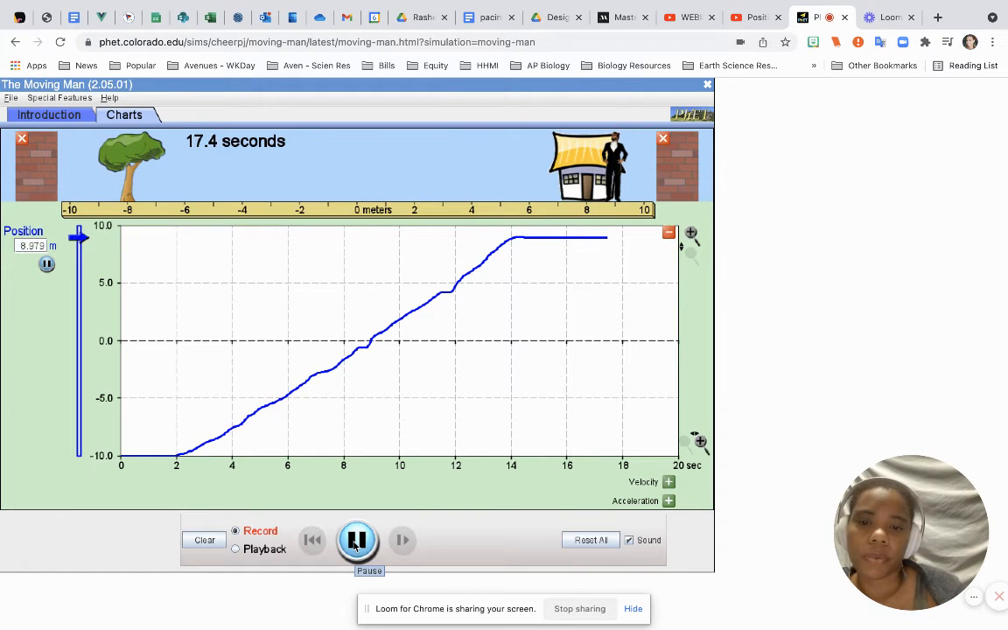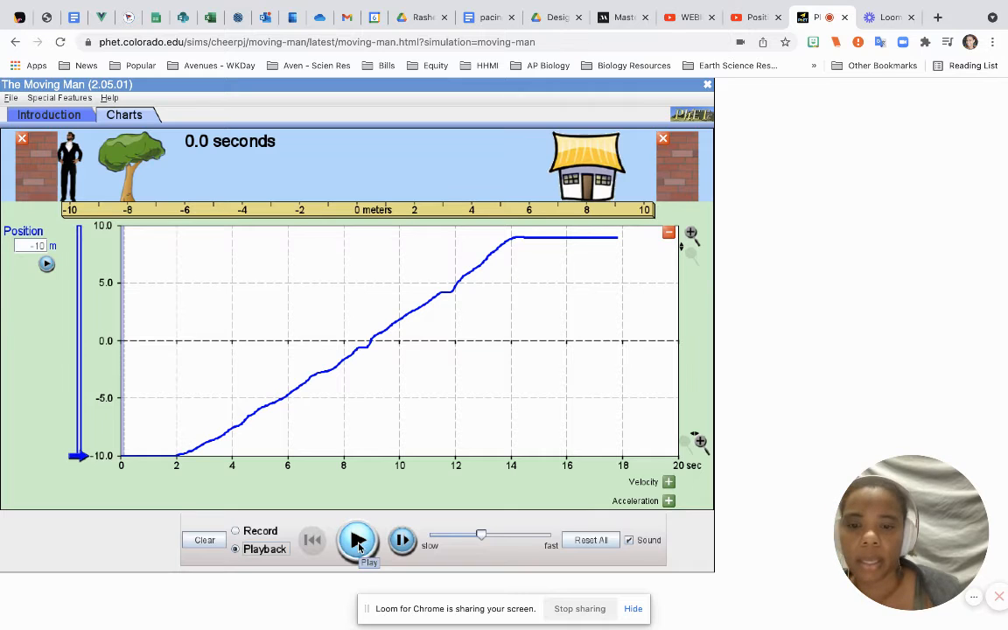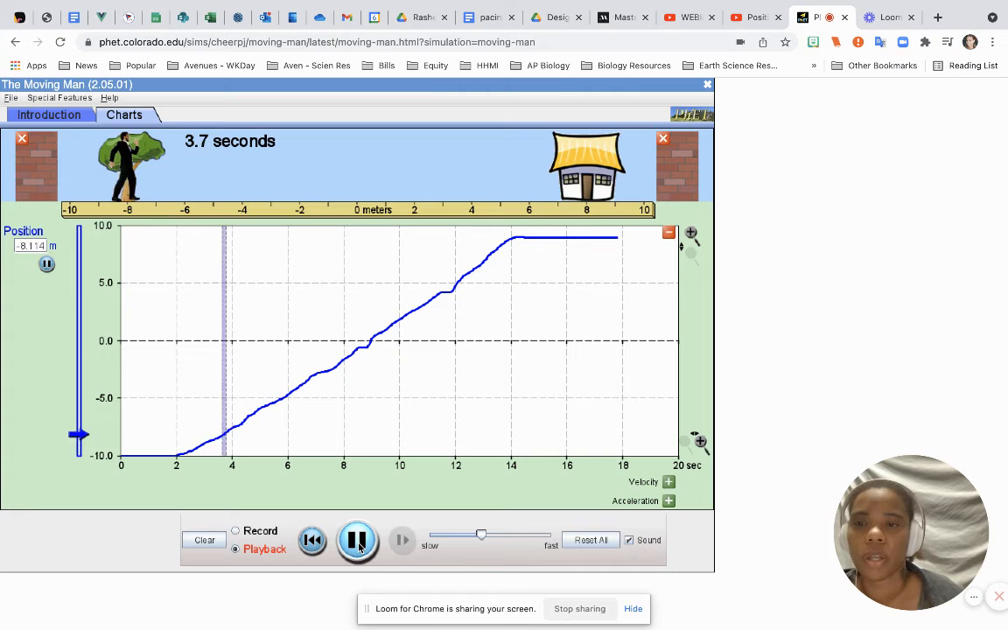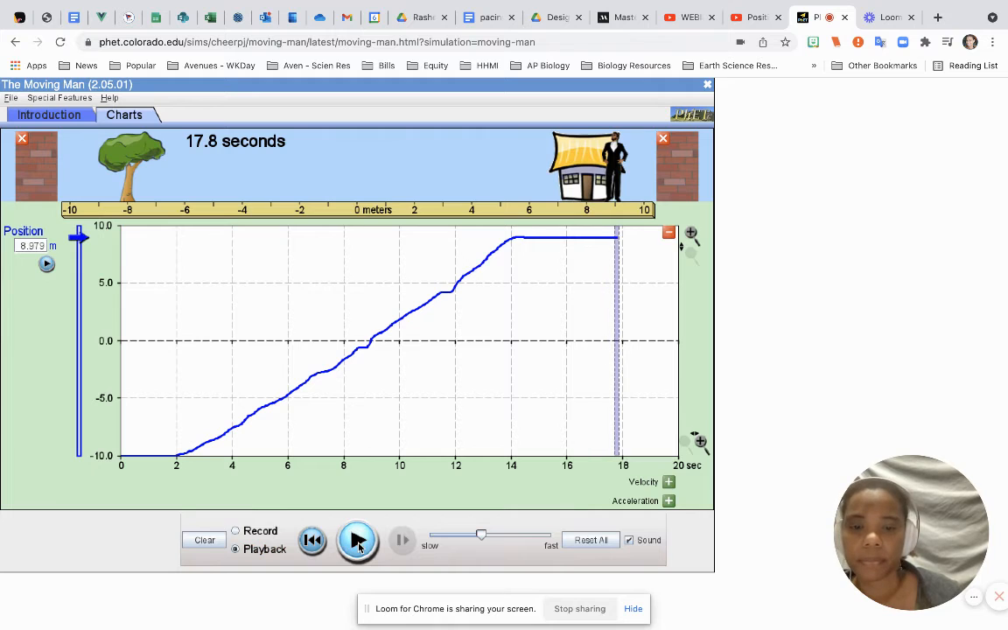Okay. So now, once again, we have a position versus time graph. I'm going to play back. What do you notice? He's not moving. Now, what do you notice about the motion of the gentleman? So when we have a position versus time graph, what does the slope of the line tell us?